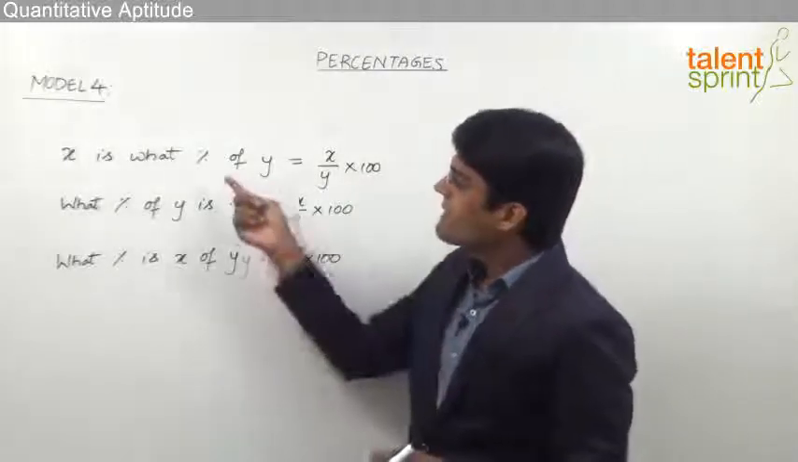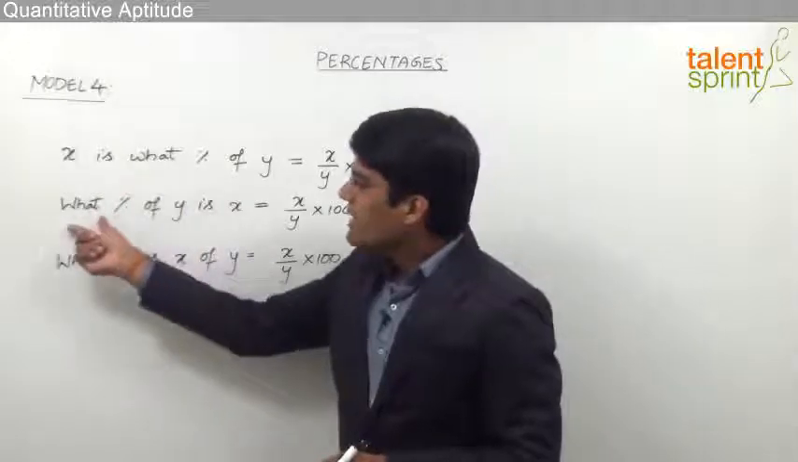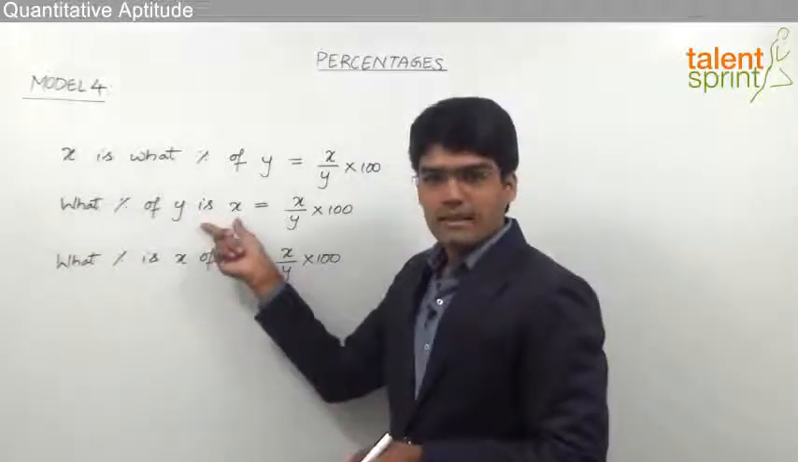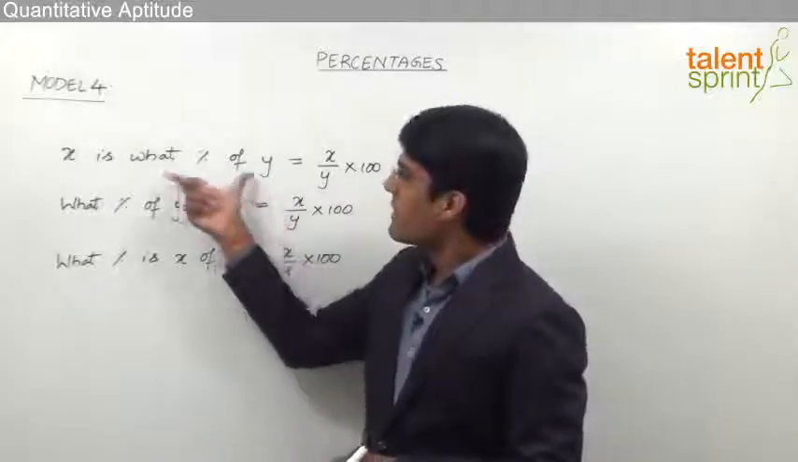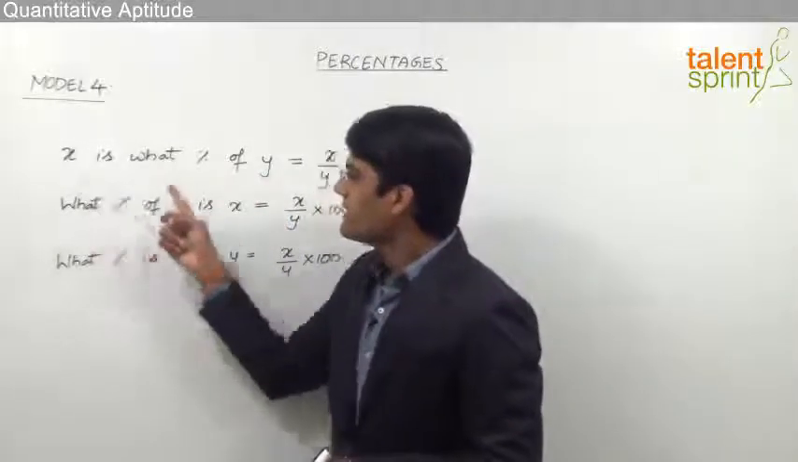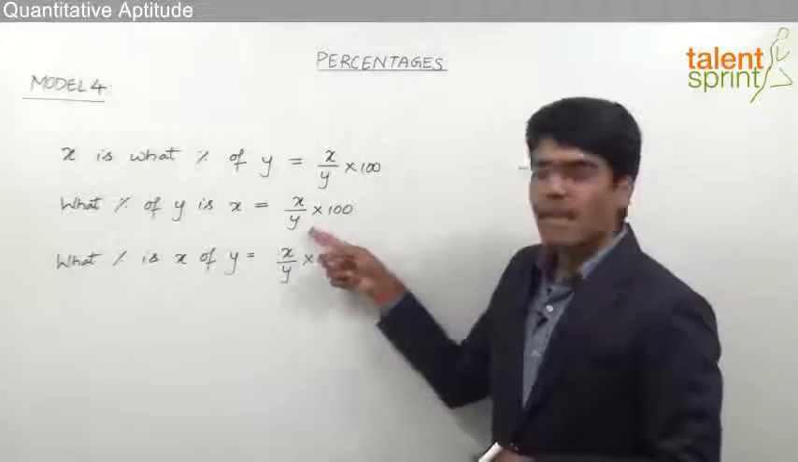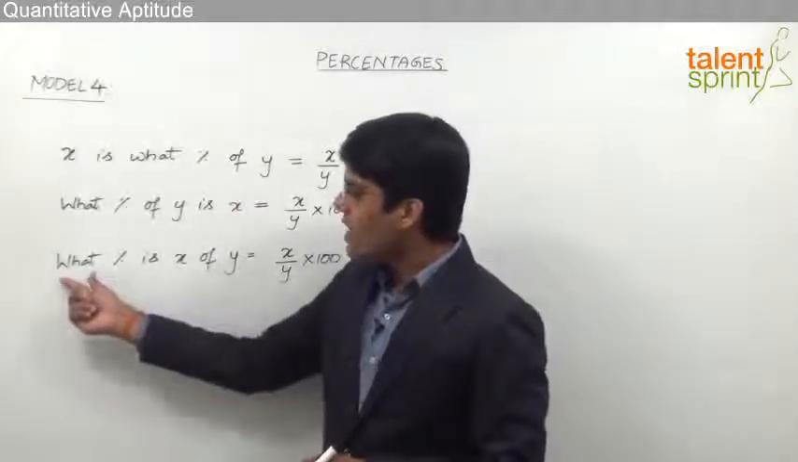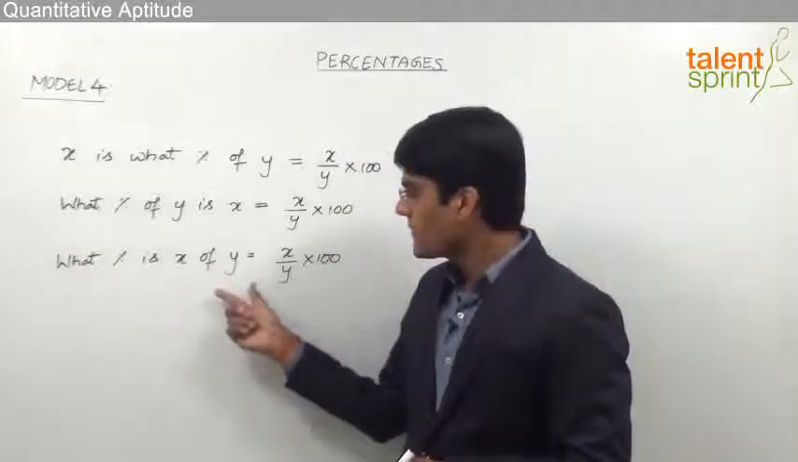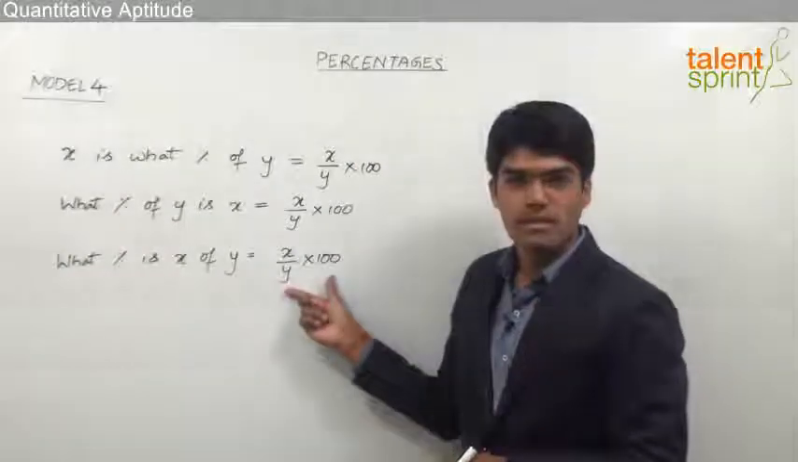The other ways of asking the same question is what percent of Y is X. Now this is as good as X is what percent of Y. What you can see here is what percent of Y is X. So the answer again remains X by Y into 100. Similarly, it can also be taken in terms of what percent is X of Y. Answer again is X by Y into 100.